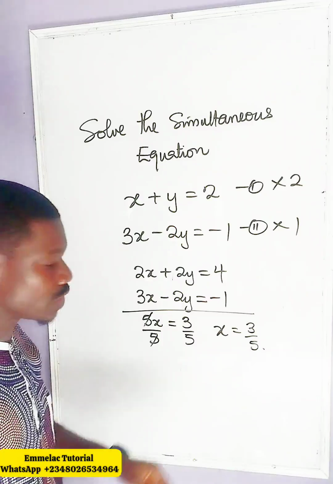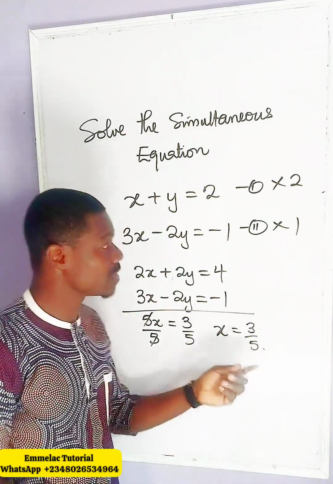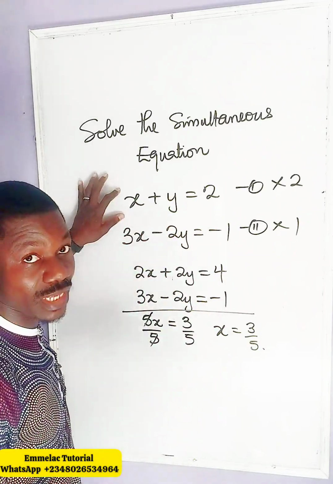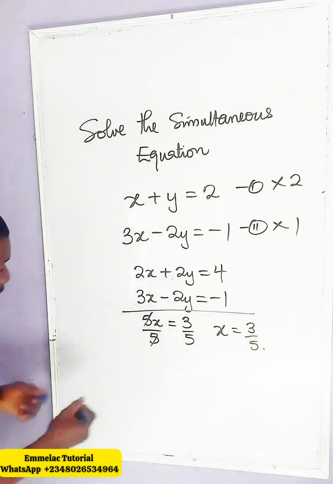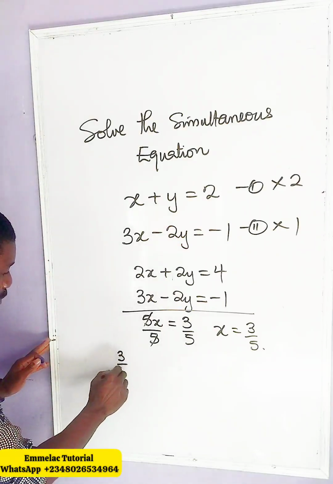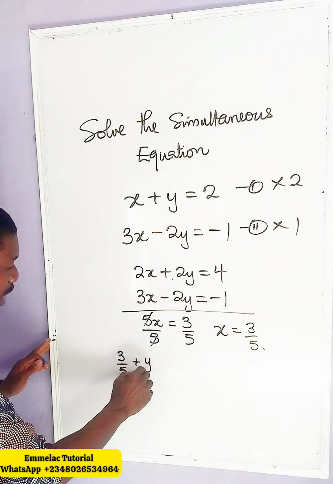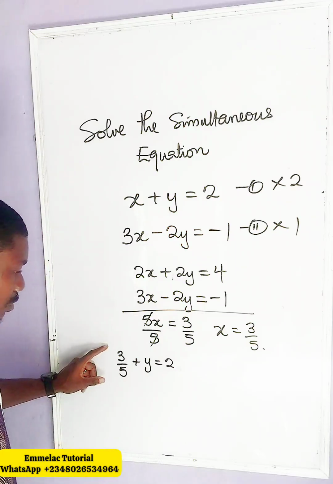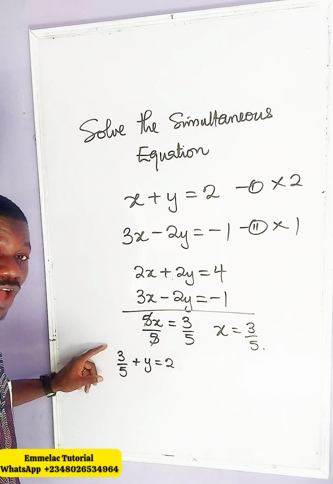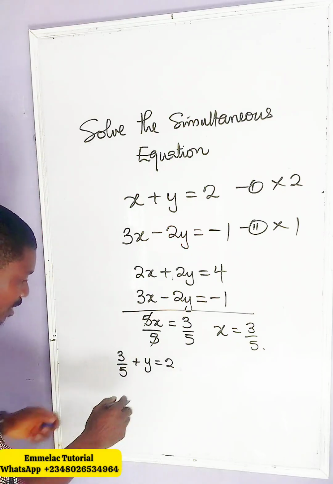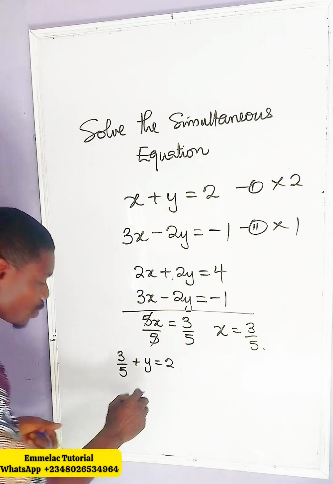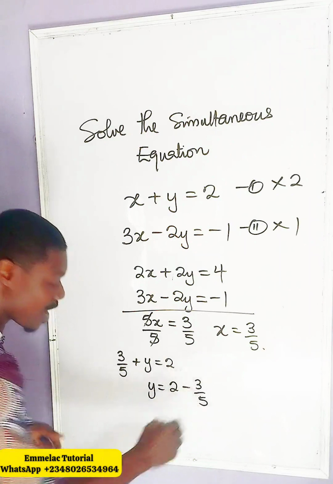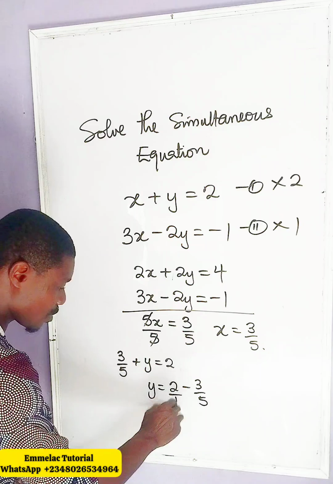Now the next thing we need to do is to plug in the value of x into equation 1. Why I choose equation 1 is that it's simpler to evaluate. So here you have 3 over 5 plus y equals 2. So all you need to do now is to subtract 3 over 5 from both sides of the equation. And by doing that, the left hand side becomes 0. We are left with y equals 2 minus 3 over 5. Take note, this is the same thing as saying 2 over 1.